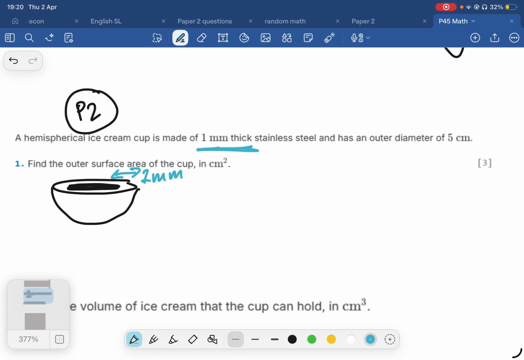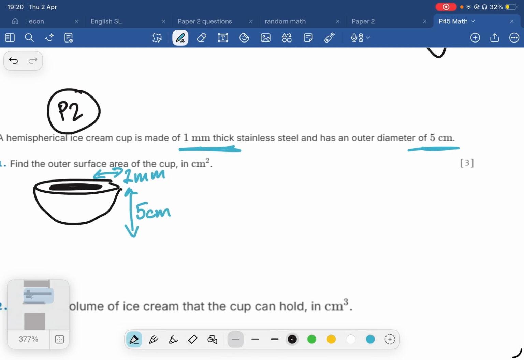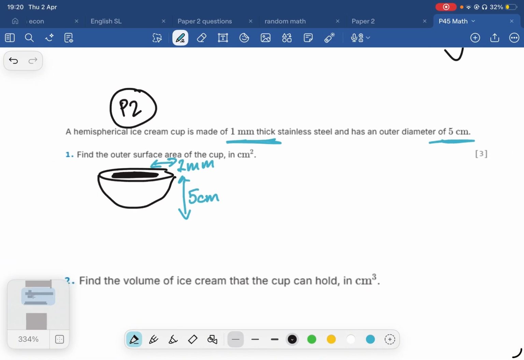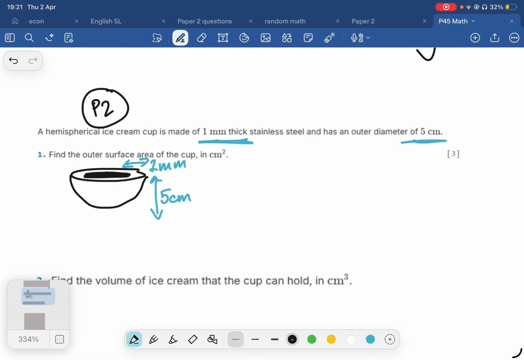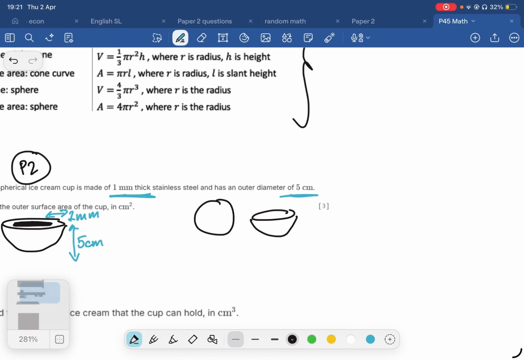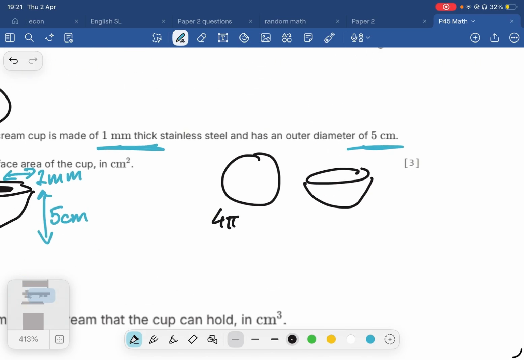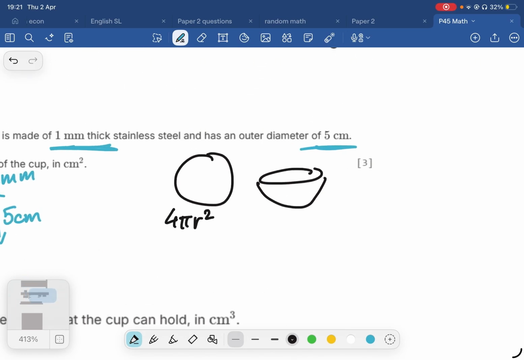It also says there's a diameter of 5 centimeters. So that would be 5 centimeters. And how would we solve this? Well, I want to emphasize something before we get to solving this question. Whenever you're finding the surface area of a sphere or a hemisphere, some students get confused because a sphere is 4 pi r squared. So students assume, okay, half of that is 2 pi r squared.